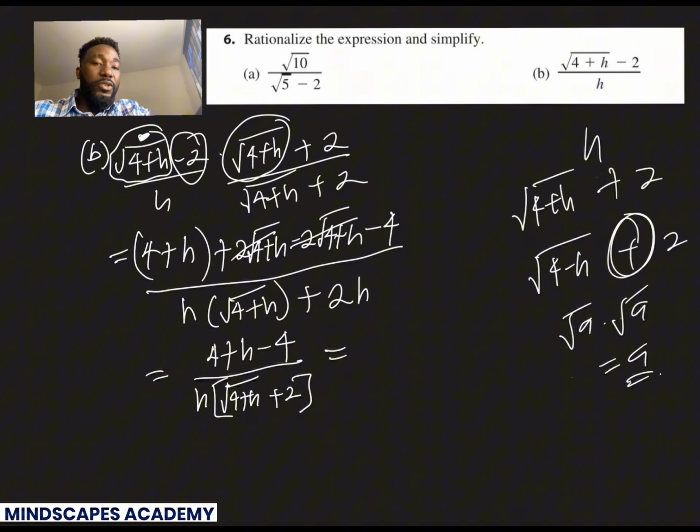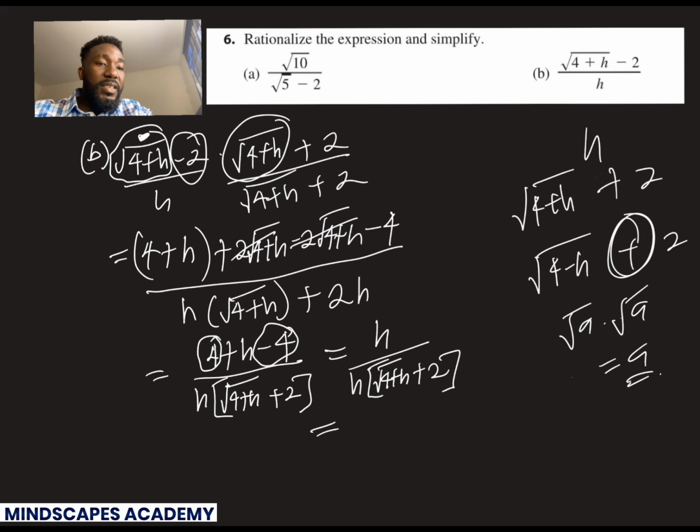Now what do we have at the top? 4 plus h, negative 4. So we have two numbers, positive 4 and negative 4. If you do that, we get what? 0. So 0 plus h gives h, divided by h, root 4 plus h, positive 2.